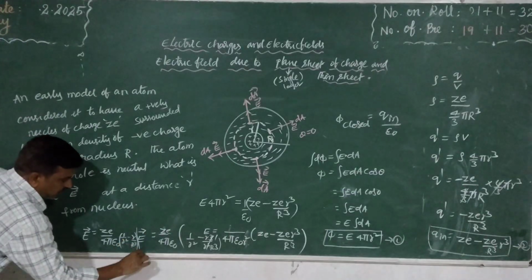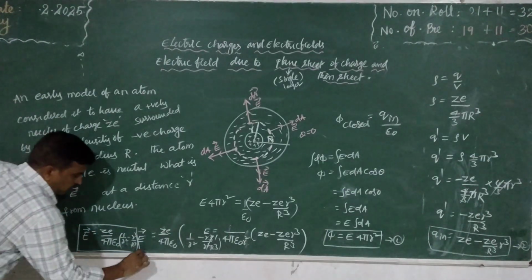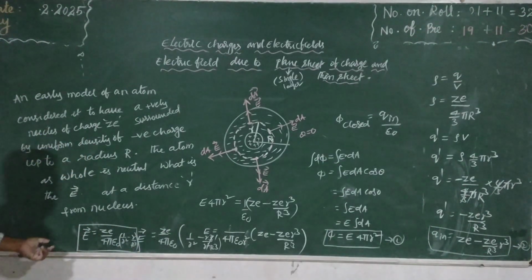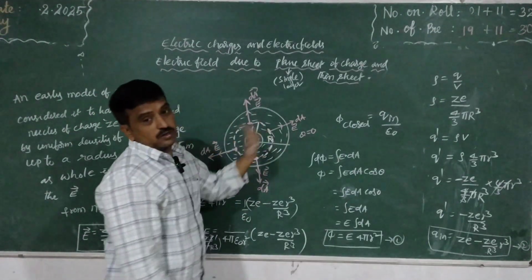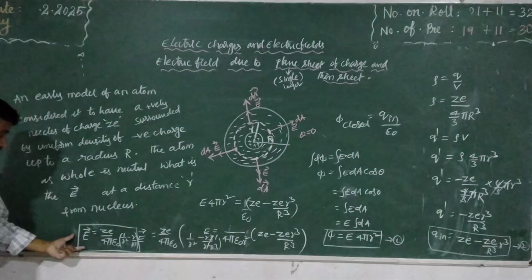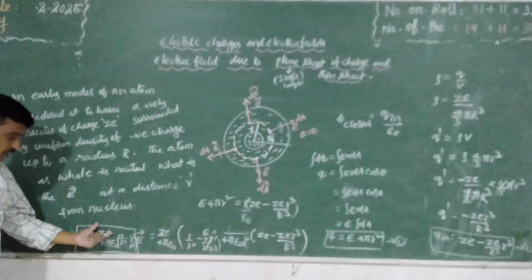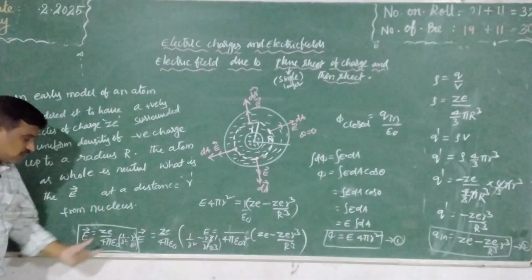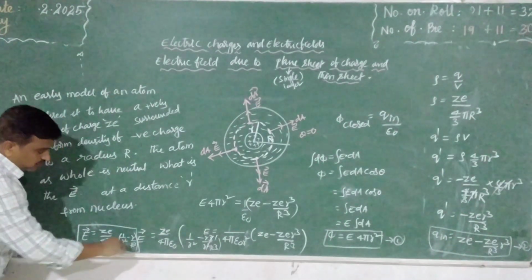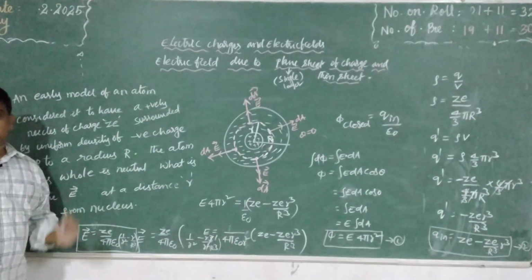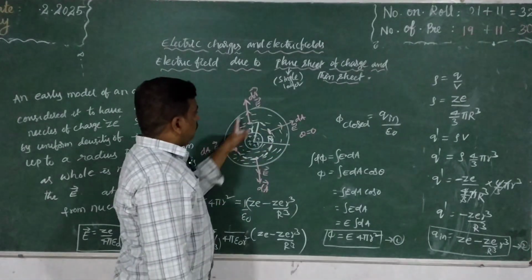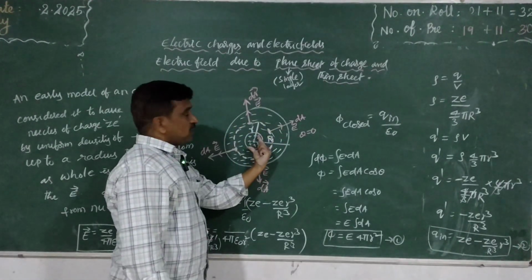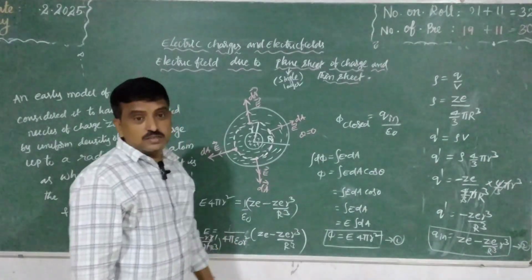This is the electric field due to the early model of an atom, at a distance from the center, inside the atom. Inside the atom, what is that now? Electric field equals Ze by 4 pi epsilon naught, 1 by small r squared minus r by R cubed. This is the electric field due to the atom at a distance from the center, inside.